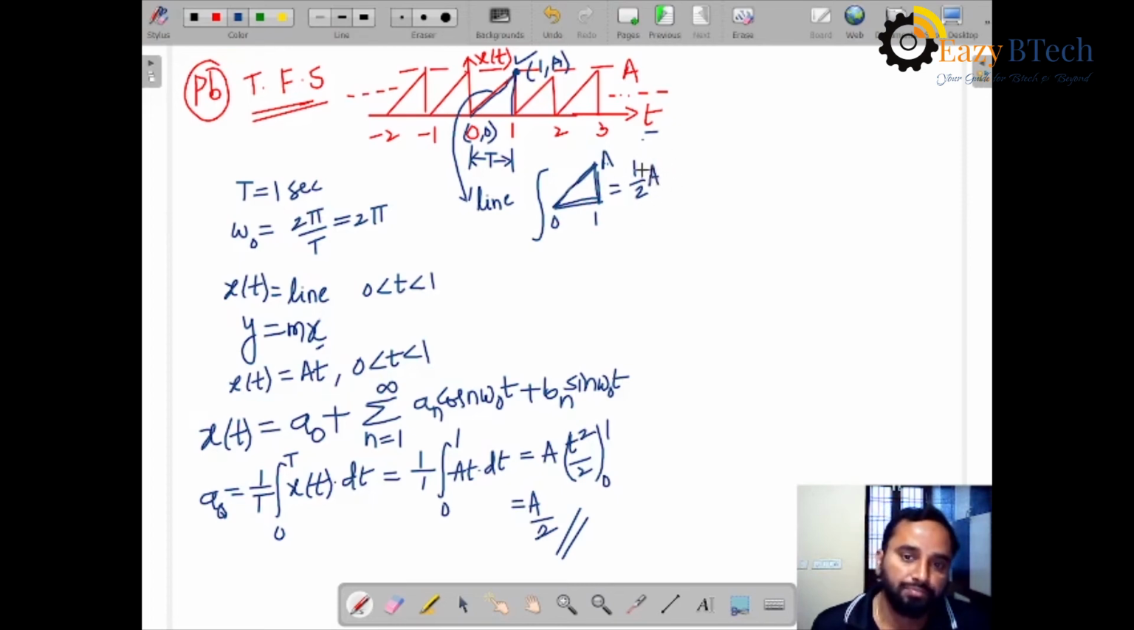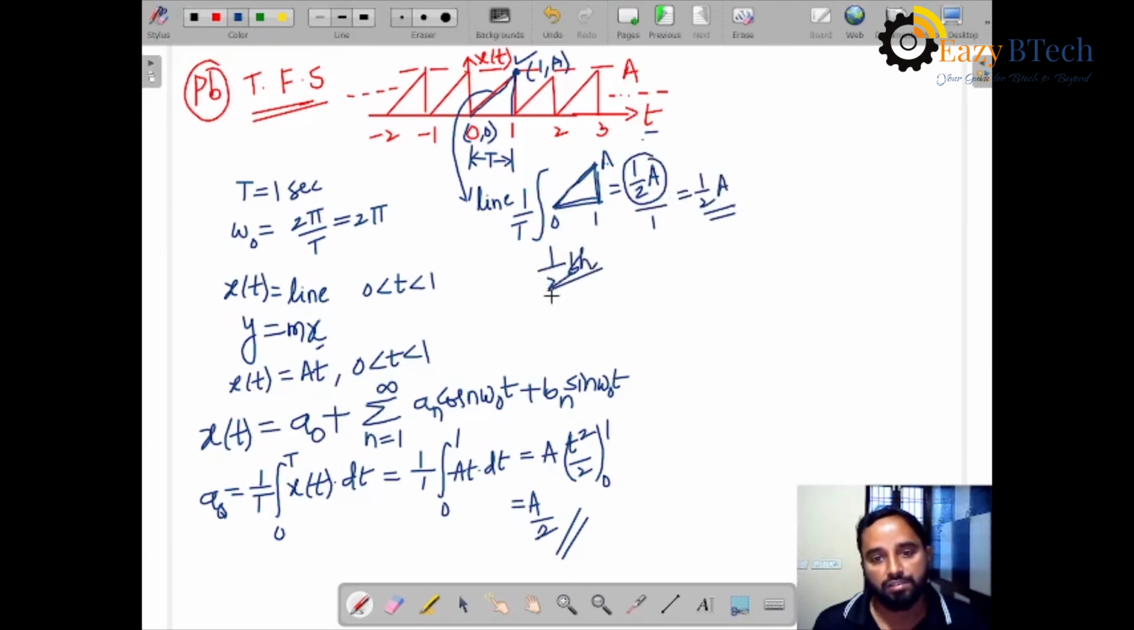The total is divided by the time period, which is 1. So again it is 1 by 2 into a, the area of the triangle, half base times height. The waveform is a triangle shape, that is why we take the area, and that area is divided by the time period. That is a naught. Next, we do an and bn.